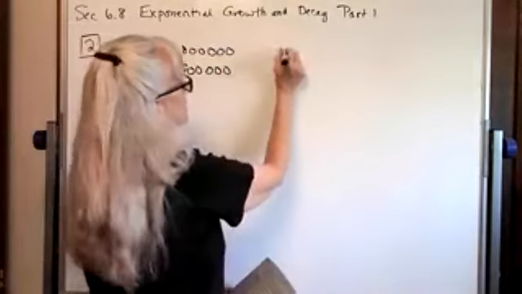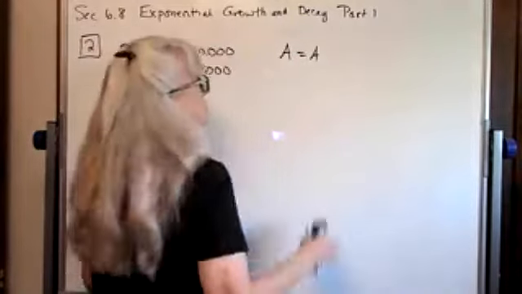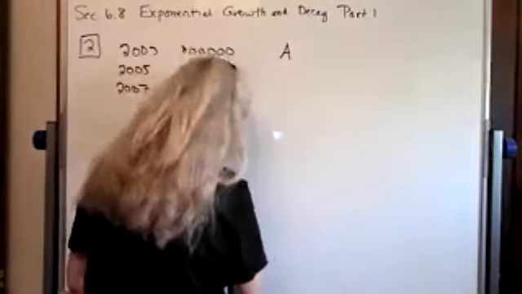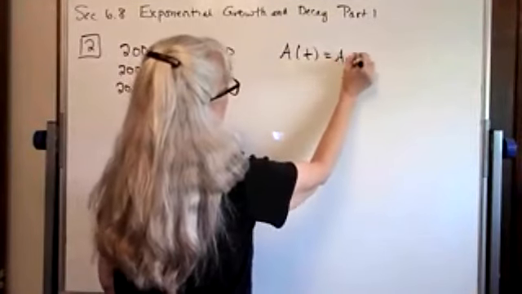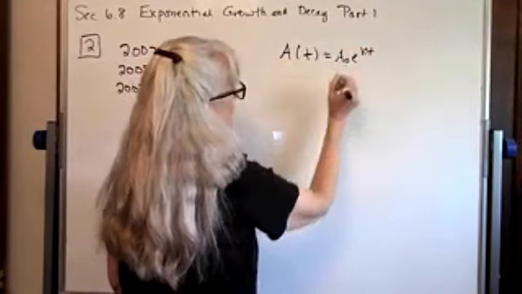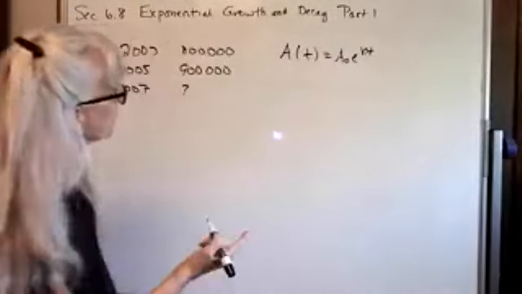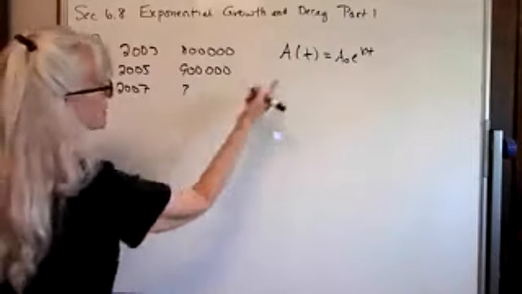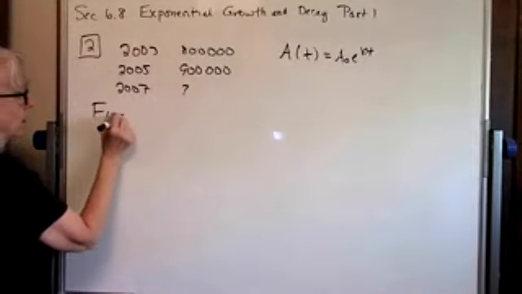That's all they're giving us. They did tell me that it's exponential growth. So because it's exponential growth, I know to use A of t is equal to A naught e to the kt. That's only because it tells me it's exponential growth, so I know to use that as my template. Our very first step is that we have to find k because we don't know the growth rate. So step 1, we need to find k.